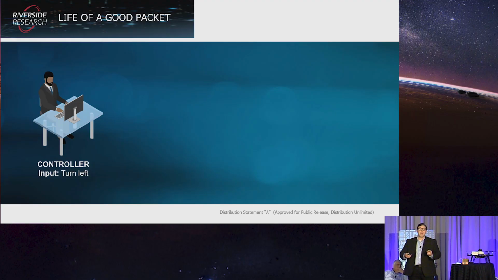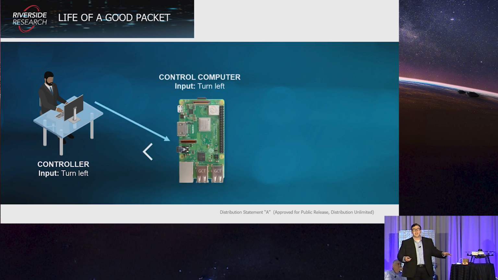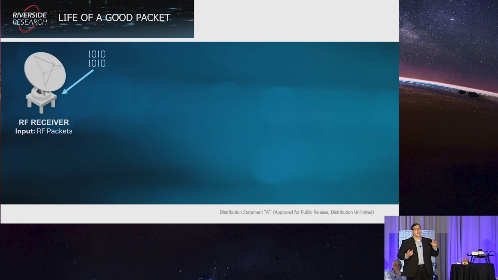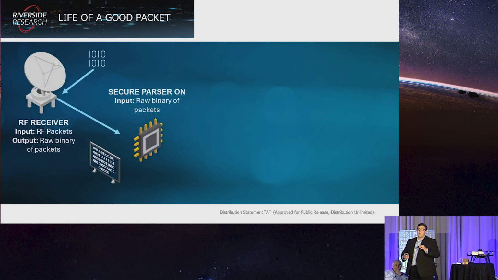So in the life of a good packet, it's simple enough for me to assume the role of the controller, input the command onto the WASD keypad, which is translated via the Raspberry Pi and sent over RF as a MORA data message. That's the protocol I talked about earlier that was developed by C5ISR. As that's broadcast out into the air, we then receive it on the other end, on the drone sensor system, and break that down into its raw binary.